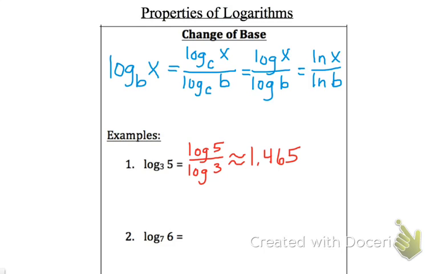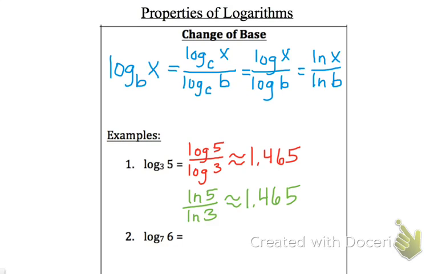1.465. And to check that it doesn't matter what base we choose, I'm also going to try the natural log of 5 divided by the natural log of 3, and see if I get the same answer. And after plugging that in the calculator, I can verify these are in fact the same answers. It didn't matter if I chose a base of 10, it didn't matter if I chose a base of e, I got the same answer.